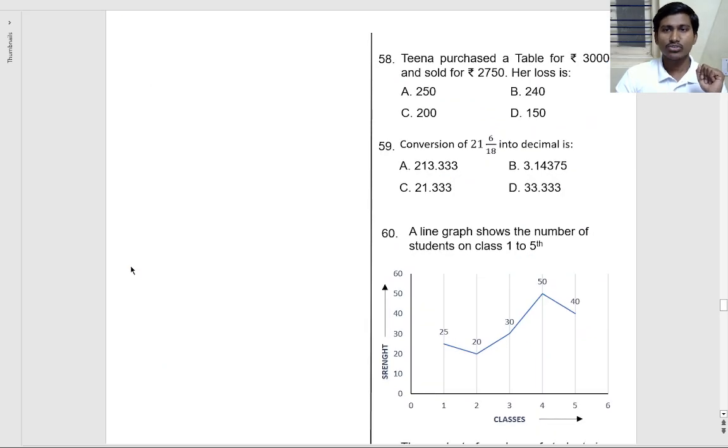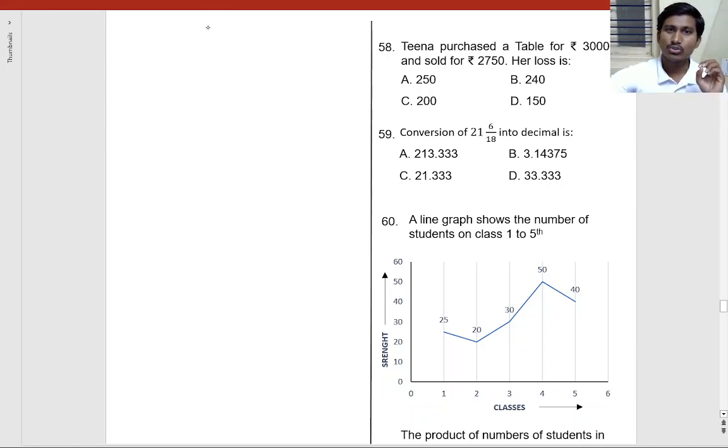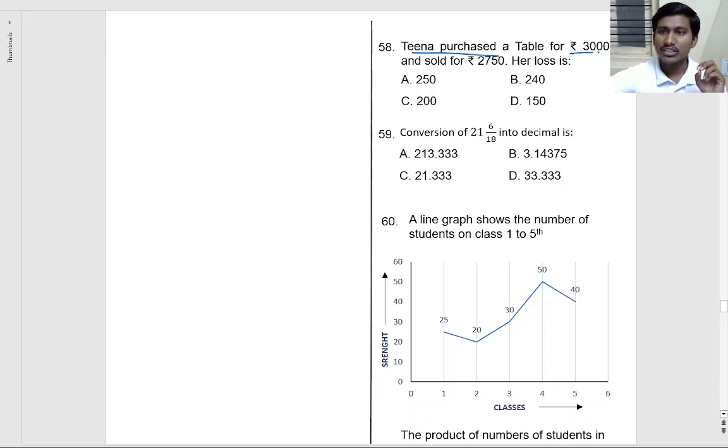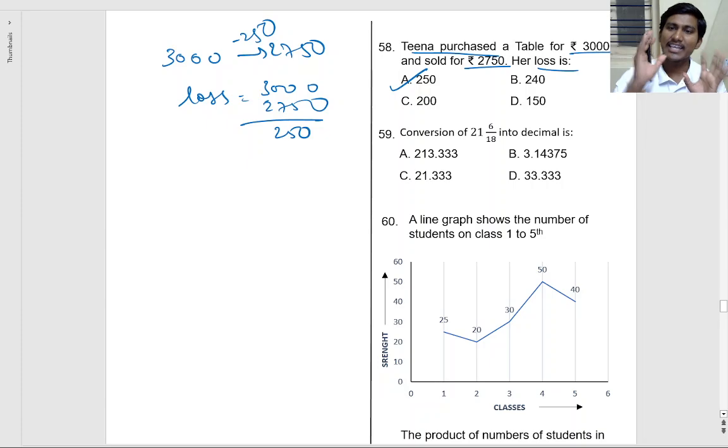Okay, so now let us do the 58th question. The question is: Tina purchased a table for 3000 rupees and sold it for 2750. So purchase is 3000 and sold is 2750. She sold for less, so that will be a loss. They are asking for her loss. So the loss is how much? It is 250 less, right? So the loss is 250, or you can subtract: 3000 minus 2750, you will get a 250 loss. So which option? Option A is the answer.